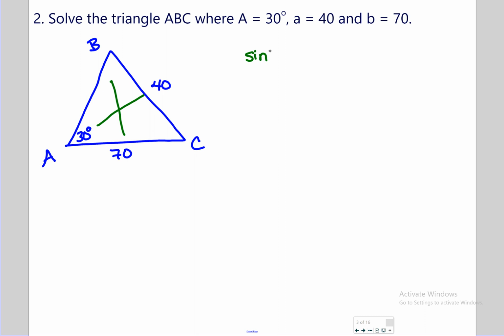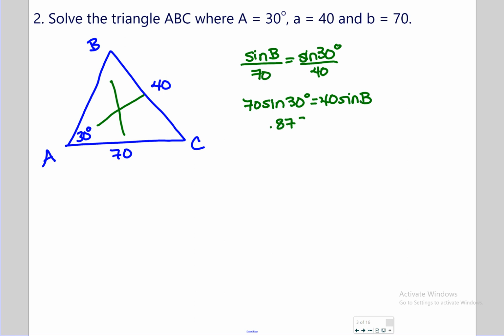Law of sines again. So sine B over 70 equals sine 30 over 40, and then we cross multiply. So 70 sine 30 equals 40 sine B. And then we're going to divide by 40, which now is where you would use your calculator. So 70 sine 30 divided by 40, you get 0.875 equals sine B.